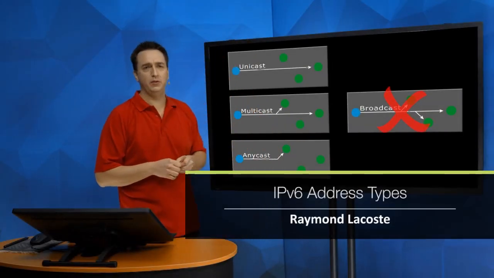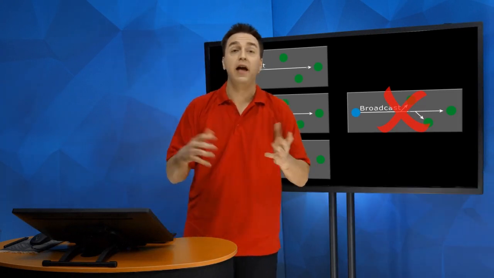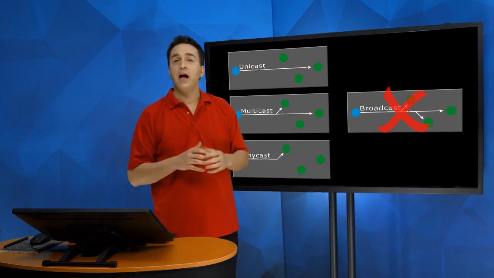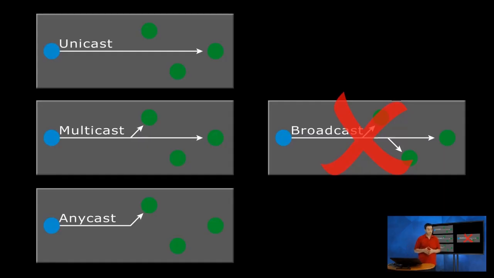With IPv4 communication, we have unicast communication, multicast communication, anycast communication, and broadcast communication. With IPv6, which one of these just doesn't belong? Yeah, it's broadcast. We do not have broadcasting capabilities with IPv6, and that was done on purpose. Why? To improve the communication process.